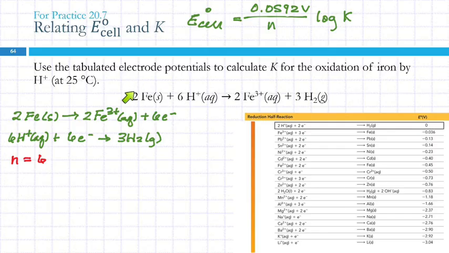Just looking at this, you could probably pick out, oh, I need Fe to Fe3 plus. I'll find that one on here. That's right here. And I need H plus and H2. Oh, that one's right here. They're right next to each other. You could figure that out without pulling these apart.